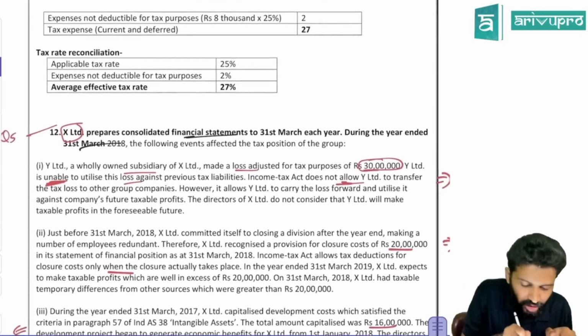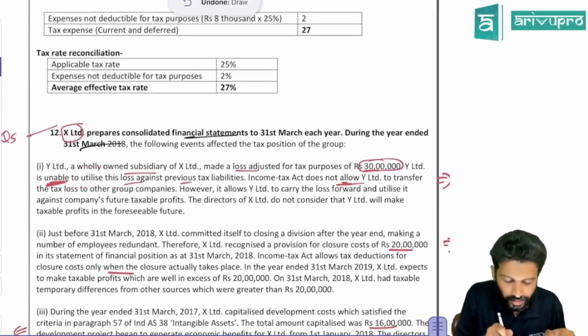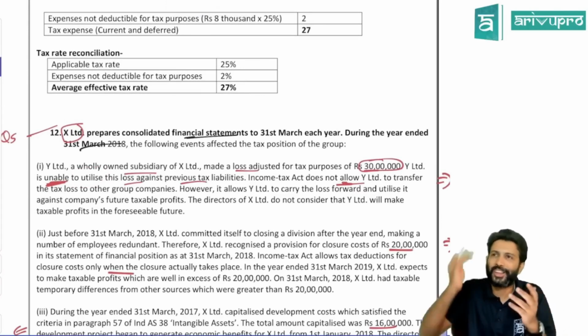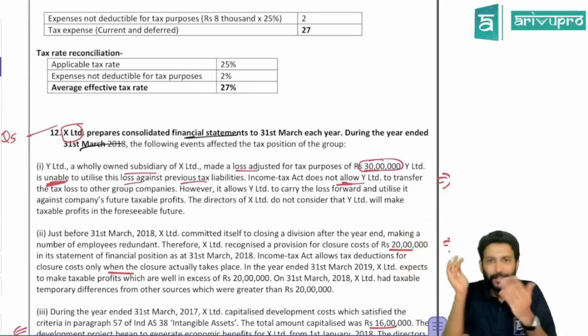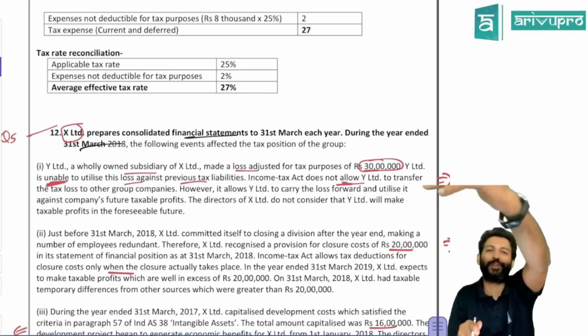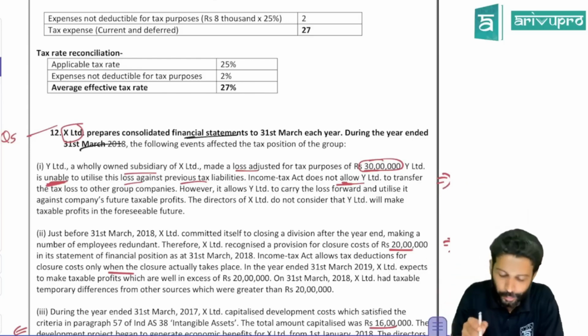But the company is saying they're unable to utilize this loss against previous tax liabilities. Okay, because they're suffering loss after loss after loss. Because you can set off the loss only if you make profit in future. Maybe this company is not expecting to earn profit at all.